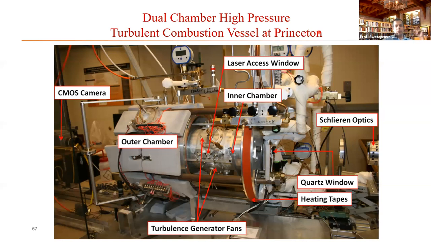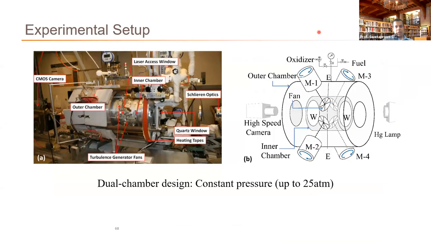And then you do Schlieren to measure the outer flame radius, get an average out of that based on the enclosed area, and from that you find the average radius. And from that, you find the dR/dt. So this is the experimental setup, the dual chamber design, constant pressure; it can go up to 25 atmospheres.